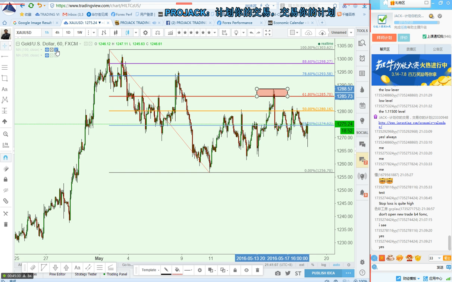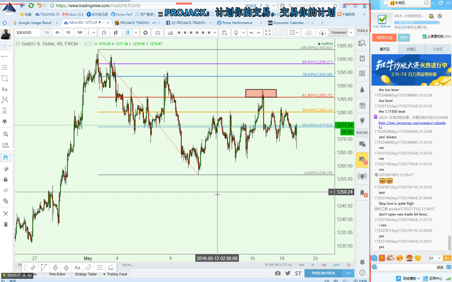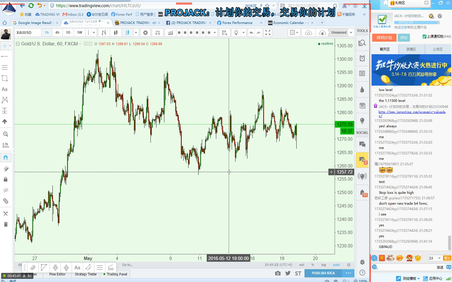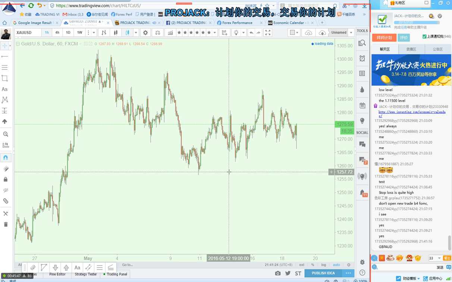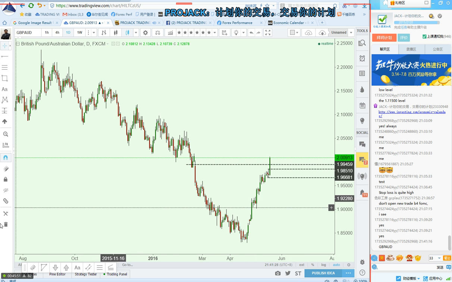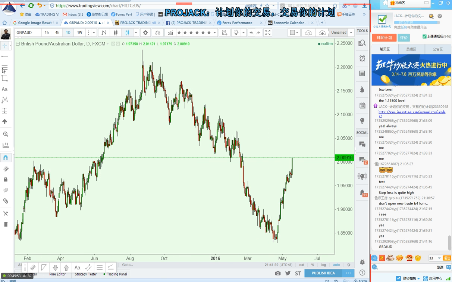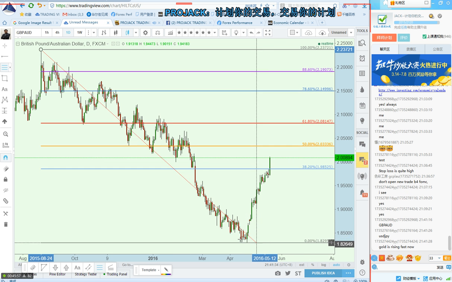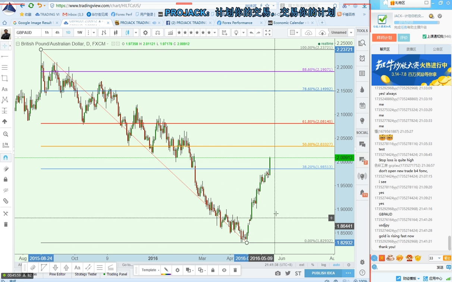Is there any pair that you are looking for? Because I think there's only 20 minutes left. If you want me to go through any pairs or stocks, just let me know the symbol and I'll try to look at the market. Okay, Sterling Aussie. Let's do it in the daily chart. Yeah, gold is ready, I saw that.